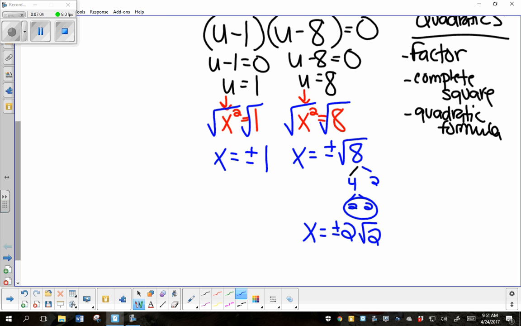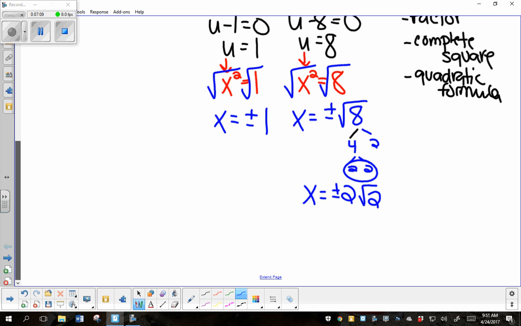Since we never squared it, I'm not going to make you plug these in and check them. You would want to, probably, if you had extra time on your test. So x equals positive or negative 1 and positive or negative, well, 2 root 2.